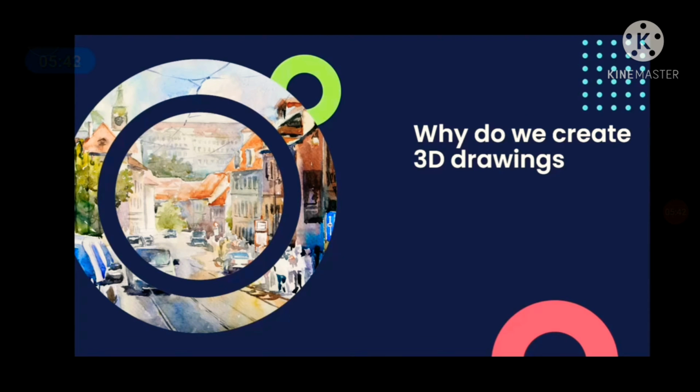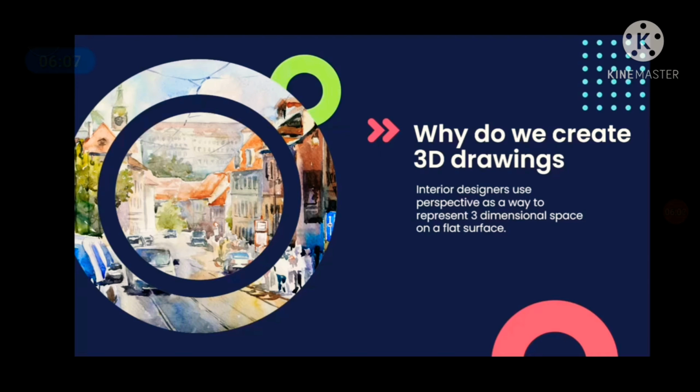So why do you think we create these 3D drawings? Why do you think we create and use perspective? As interior designers, we use perspective to showcase and communicate our ideas, thoughts, and projects in the same way that we would have used our floor plans and elevations. When we talk about using perspective, it means that we are creating three-dimensional drawings to showcase 2D or our flat drawings in a 3D format.